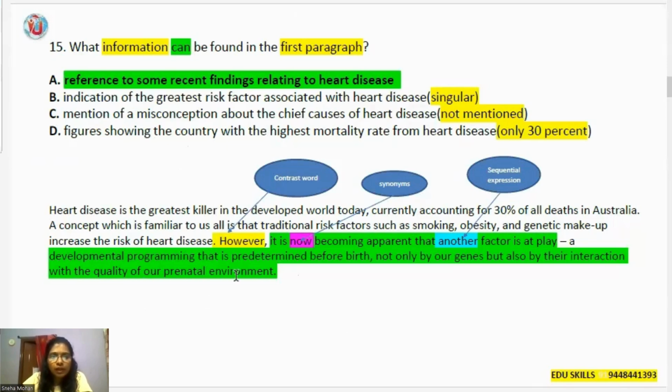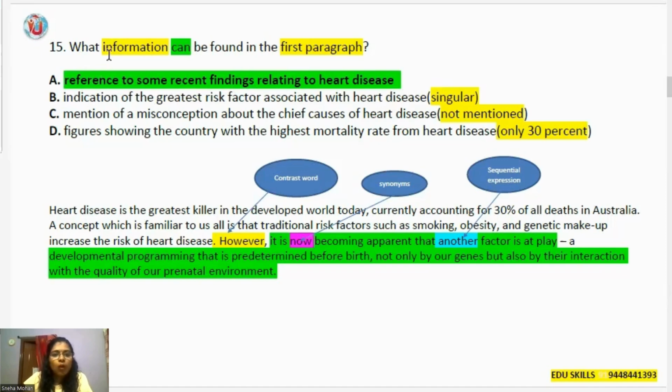See, if you can see after the contrast word, however, it is now becoming apparent, means it's becoming clear. So now it's a synonym. Can you see the same word in answer option A, recent, which indicates the present one now? Becoming apparent that another factor is at play. They're referring to some recent findings relating to heart disease. So that is the correct answer option.